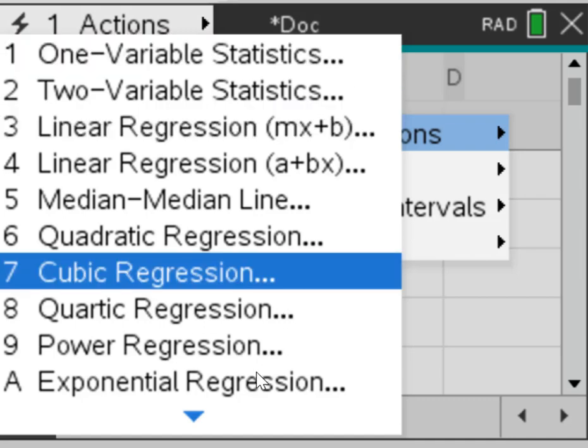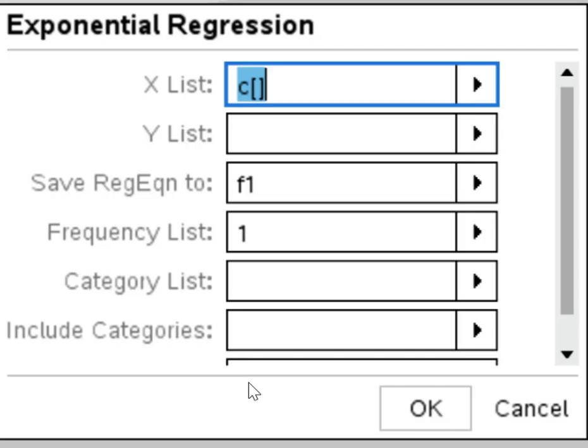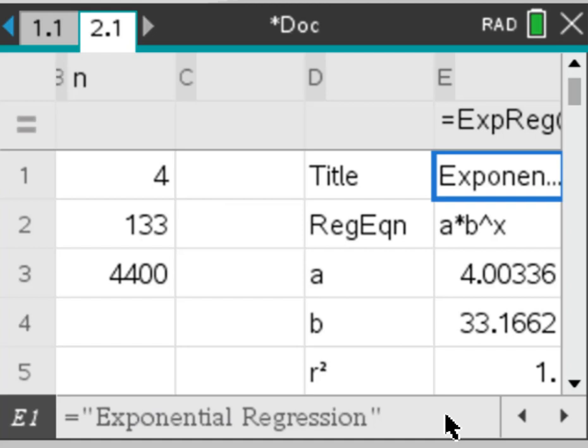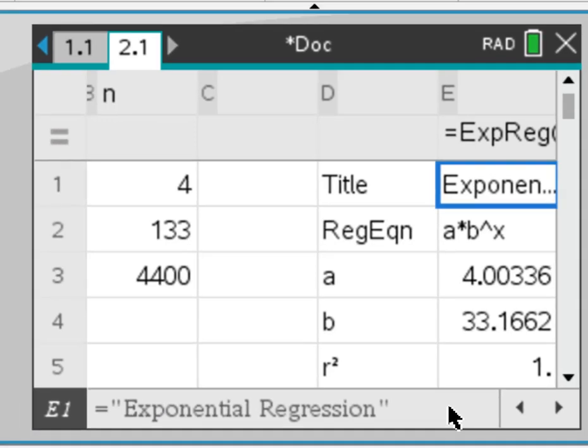stat calculations. We're doing an exponential regression. First, X list is T, Y list is N, and go OK. So you can see that the exponential model is in the form of AB to the X, and it's saying it's approximately 4.00 multiplied by 33.17 to the power of X, and it's giving an R squared of 1, which means it's a perfect model that all the data fits perfectly. So I'm going to screenshot that and go back to our slides.